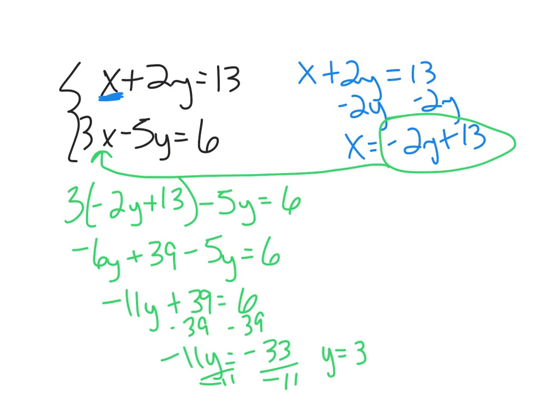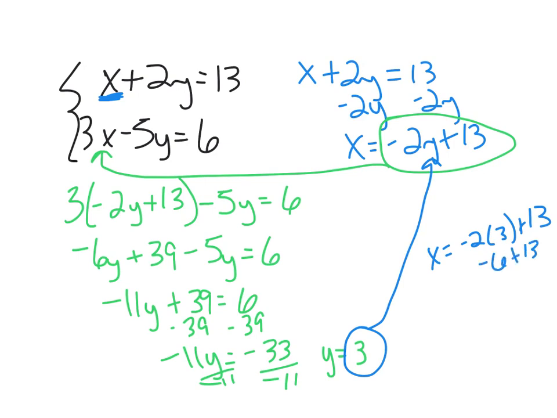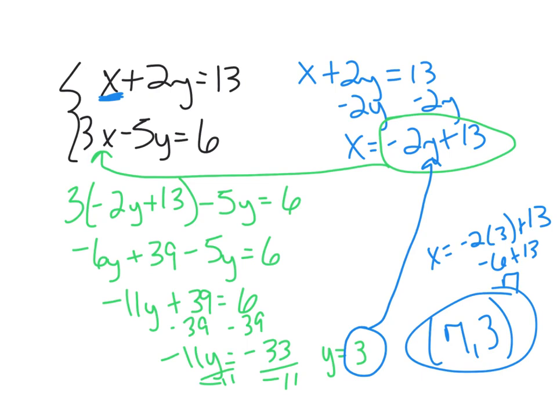Now I'm going to take that and put it back in place of y in that equation, the one I used to substitute earlier. So that's going to be x equals negative 2 times 3 plus 13, and that's going to give me 7. X equals 7. So if I put my x and y values together, that gives me the ordered pair 7, 3, and that is the solution for my system.